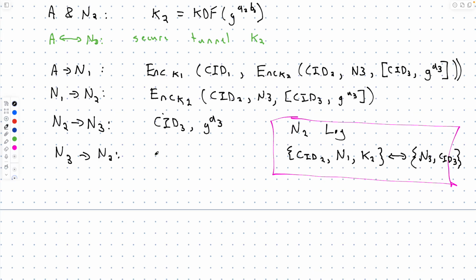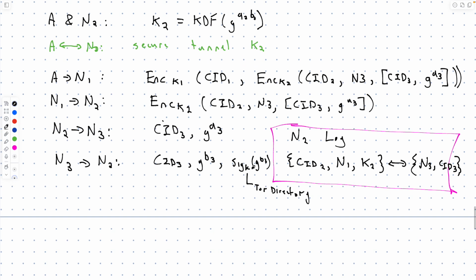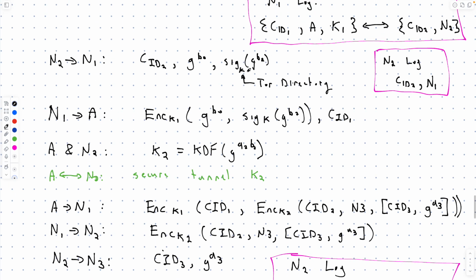So it will choose G to the B3, and it will sign it. The key comes from the Tor directory. And even though I'm writing K in each case, they're different keys. So this is the key that belongs to node 3. I should maybe say that this is K3. And we can call this K2 because it belongs to node 2. And we can call this one K1.